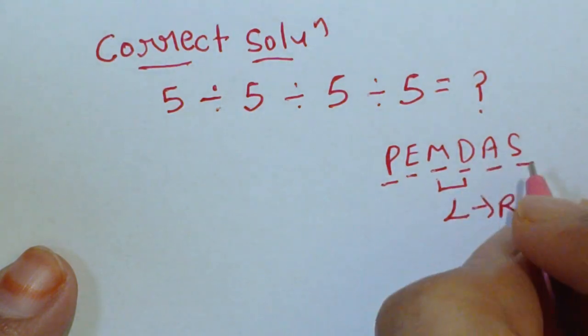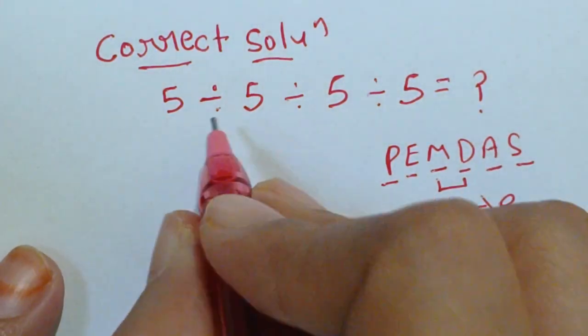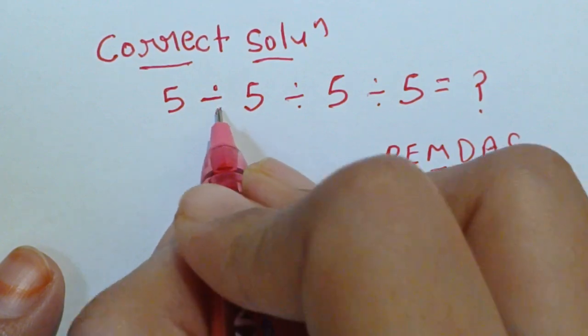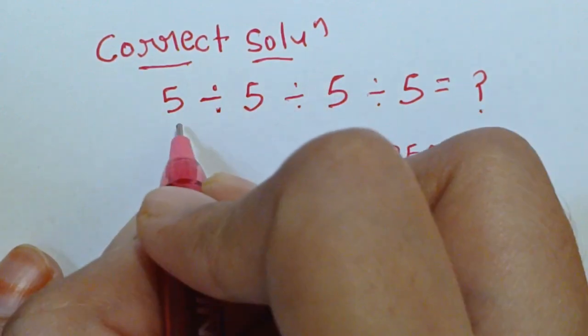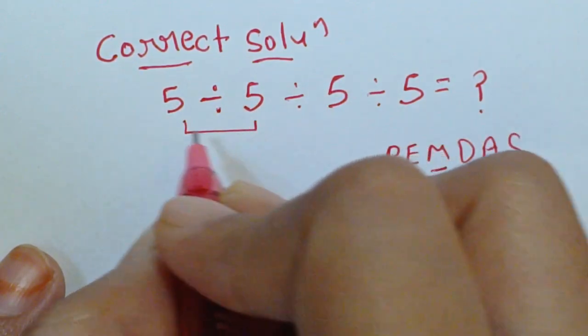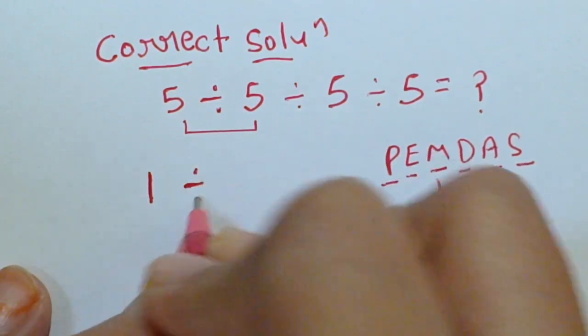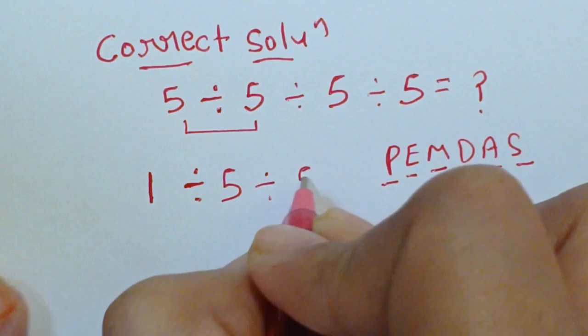Same for addition and subtraction also. So here only division is there. So more than one division is there. So we go from left to right. So first we will solve this one. So 5 divided by 5, 1. Divide by 5, divide by 5.